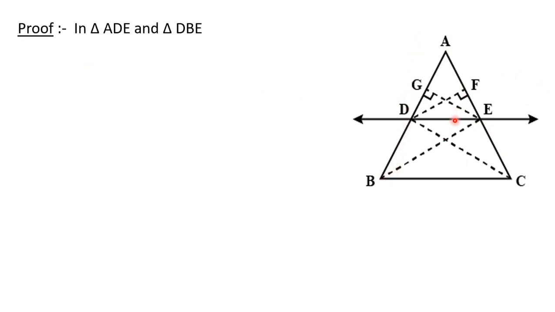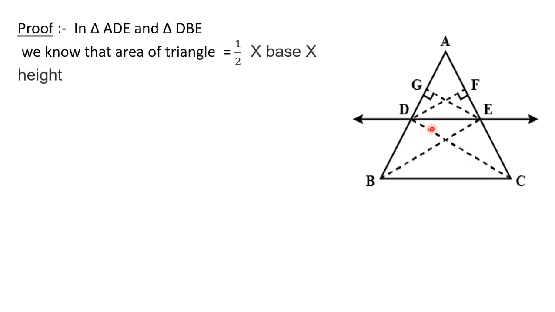So we take two triangles, ADE and triangle BDE. In these two triangles, we know that the area of a triangle is half into base into height. So we find the area of these two triangles. The area of triangle ADE is half, and the base is AD, and EG is the perpendicular, so it is the height of the triangle. So half into AD into EG is the area of triangle ADE.